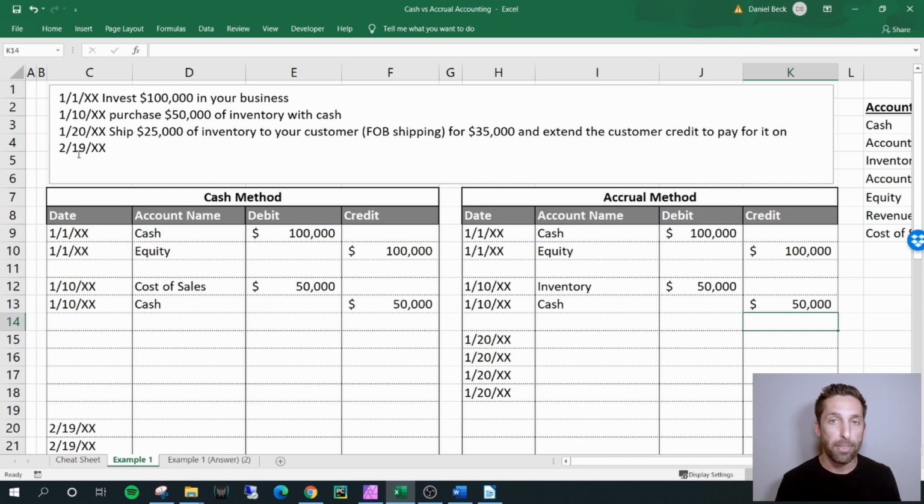So from the point that we ship this inventory and that inventory is on its way to our customer, we can now legally recognize this as revenue in the business, and actually at this point we legally are entitled to receive the cash.